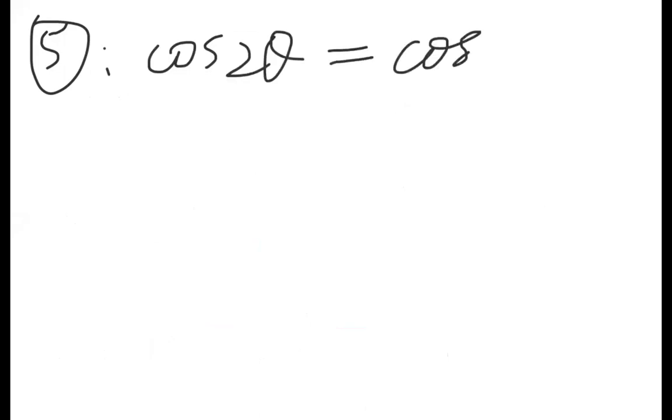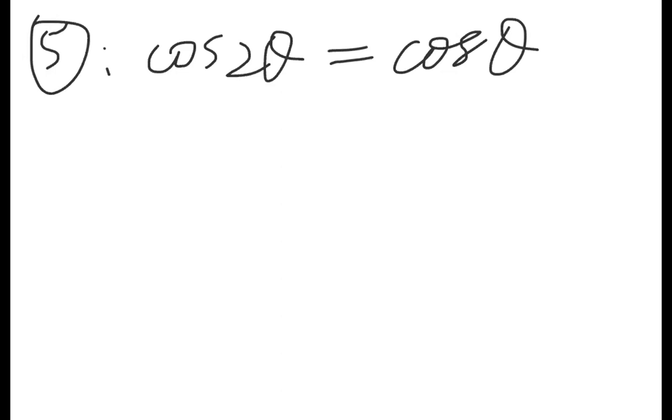So the last one is cosine of 2 theta is equal to cosine theta. In this case, you basically want to have cosine theta rather than cosine of 2 theta, right? Because cosine of 2 theta and cosine theta are two different graphs, and we can't make it a simple function. So we want to have everything in terms of cosine of theta.